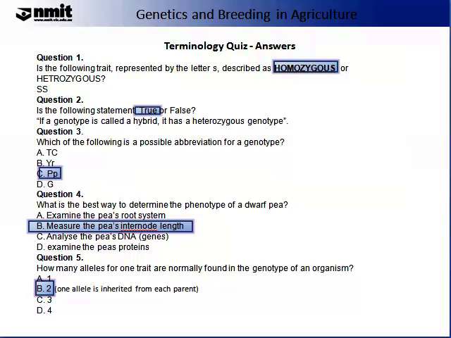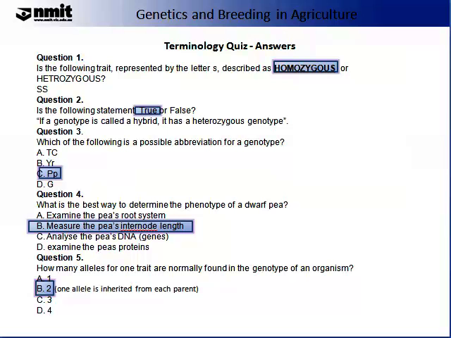The letters PP. In all the other answers, there are either not enough letters or the letters are not the same. Question 4. What is the best way to determine the phenotype of a dwarf pea? The best way is to measure the pea's internode length, as it's the internode length which is the phenotypic characteristic.